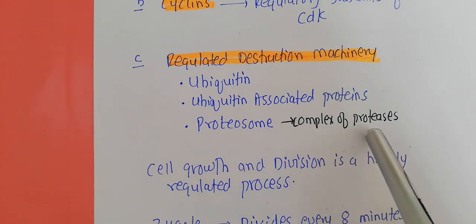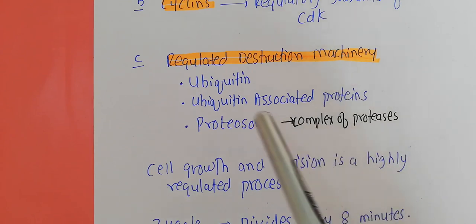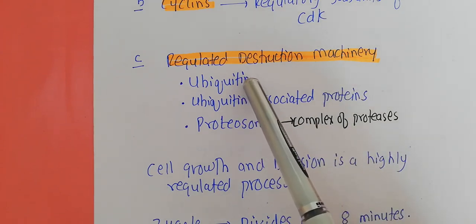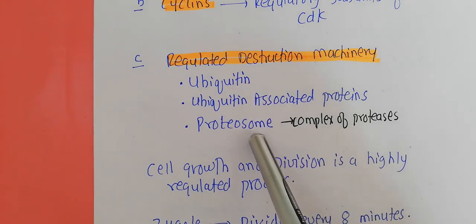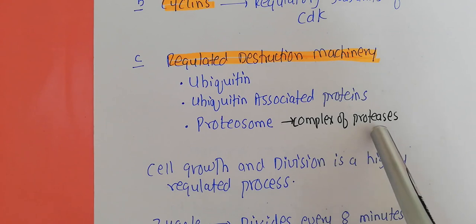And you all know that proteases are enzymes which degrade proteins. So if you have attached ubiquitin to a protein and that protein moves towards the proteasome, these proteases act on that particular protein and chop it into amino acids or peptides.